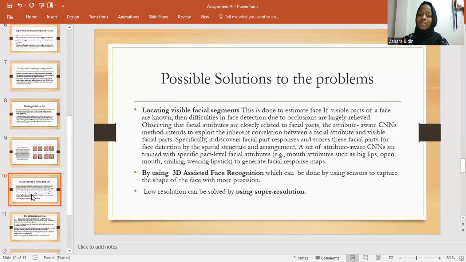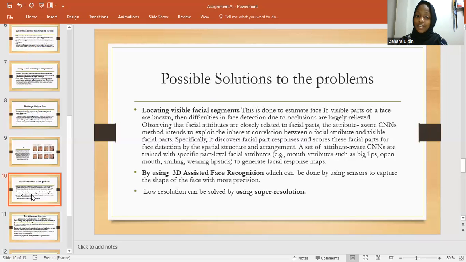The other solution could be by using 3D assisted face recognition, which can be done by using sensors to capture the shape of the face with more precision. And this can be a solution to the face variations. So even if you change the smile, you'll still be the same person, and the machine can easily identify you.